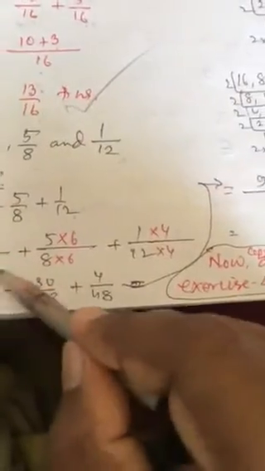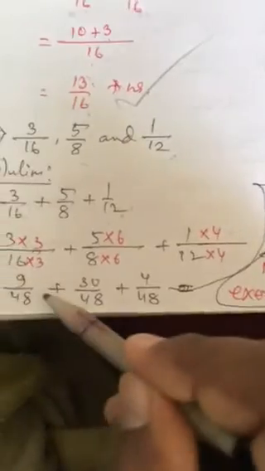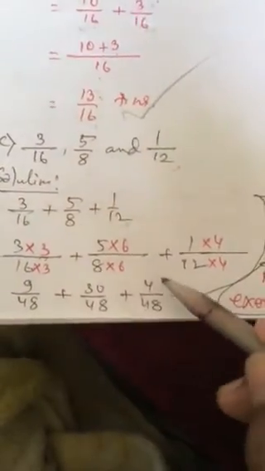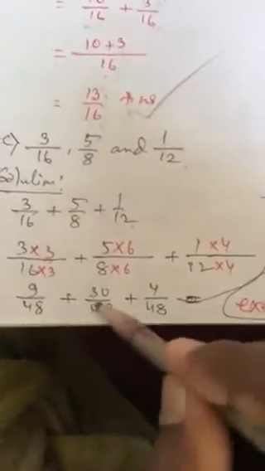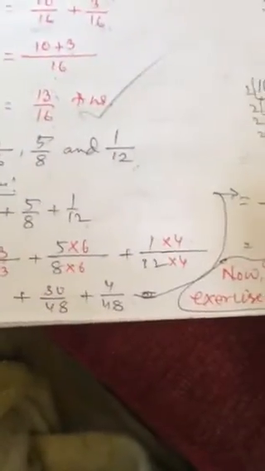So 3 3s are 9, 16 3s are 48. 5 6s are 30, 8 6s are 48. 1 4 is 4, 12 4s are 48. In this way, we have obtained 9 by 48, 30 by 48 and 4 by 48. Okay. Now all these three fractions are like fractions. We can easily add them. So 48 remains the same.